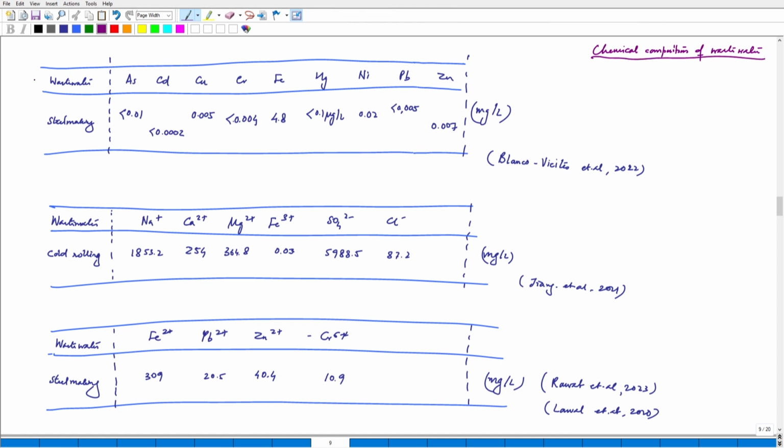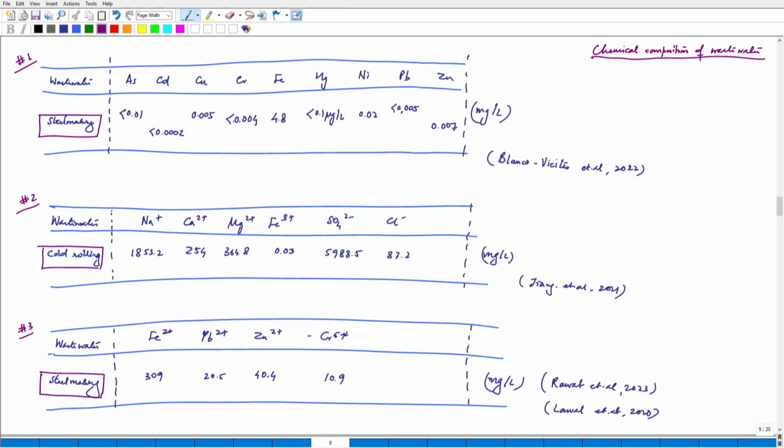And here we have table 1, table 2 and table 3 collected from different sources. These are of course from different categories of steel making wastewater. So we have steel making unit, we have cold rolling, and again we have steel making. And with this we can take an estimate that really the chemical composition fluctuates a lot from sample to sample, from unit to unit, and of course from plant to plant.